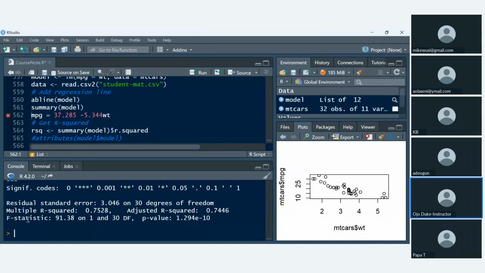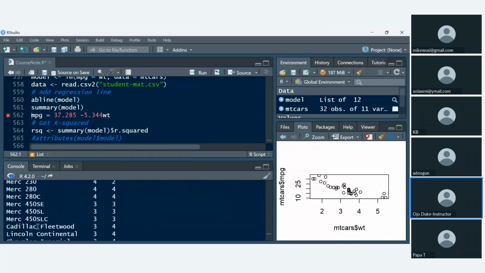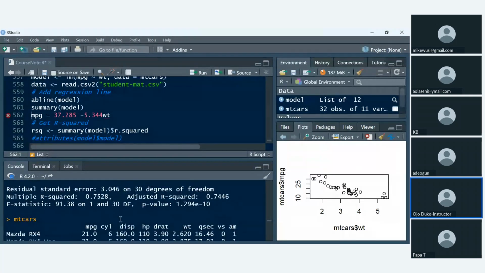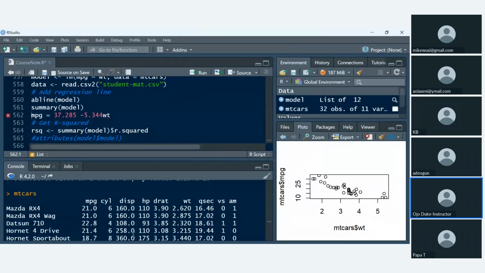You want us to try it? Let's try it, mtcars data. Let's see the mtcars data. This is the mtcars data. So we are doing weight and MPG, right? Let us take the one for Hornet 4 Drive. Let's see how closely we're going to get our answer.